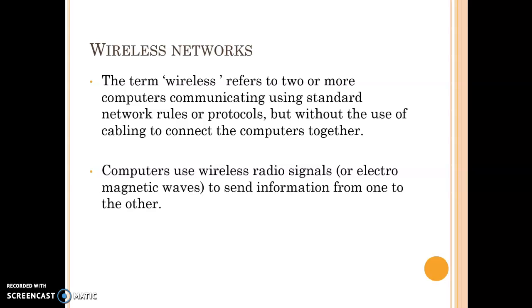Now, we additionally have other networks which are wireless networks. The term wireless refers to two or more computers communicating using standard network rules or protocols, with an IP address, Internet Protocol address, but without the use of cabling to connect the computers together. Many of us make use of wireless networks to get connected to the internet. Computers use wireless radio signals or electromagnetic waves to send information from one to the other.